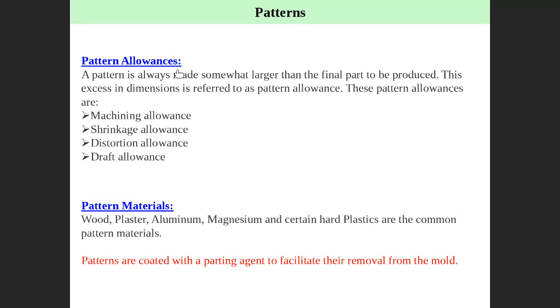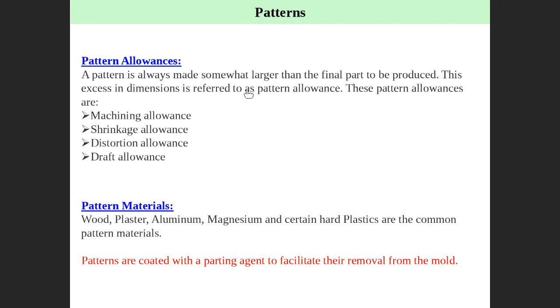This is what we call allowance. Then we have to add allowance to the dimension. If you would like to manufacture, for example, a part with a diameter of 100 millimeter, you have to make it bigger in the pattern. If finally you would like to have 100 millimeter diameter, then you must make it like 110 millimeter in the pattern. You have to manufacture the pattern with 110.